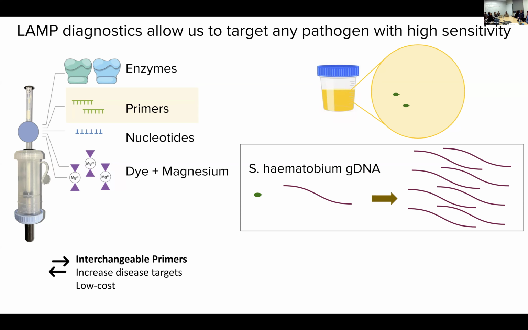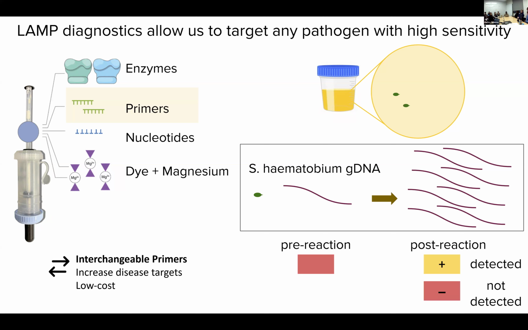Well, we can't do any sort of optical readout without some sort of external device. So the way that we think around that is, how about we just have a color change where just by eye you're able to see the difference. Before the reaction, you'll have this pink color, and then after the reaction it'll turn yellow if the genomic DNA is detected, and it'll stay pink if it's not detected.